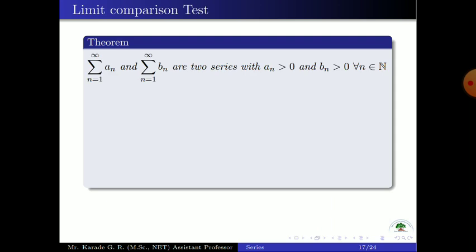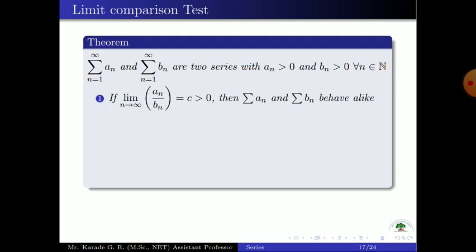Let us write the theorem. Series summation an and series summation bn are two series with an greater than 0 and bn greater than 0 for all n belongs to N. First statement is, if limit an upon bn as n tends to infinity is equal to c, and c is greater than 0, then series an and series bn behave alike. That is, series an and series bn both converge or both diverge.